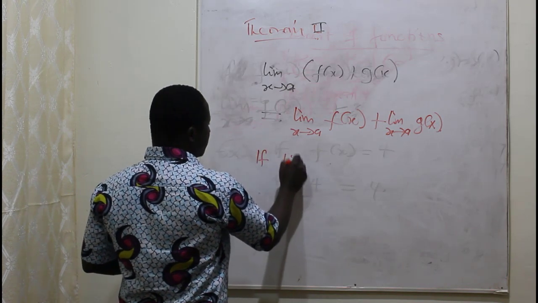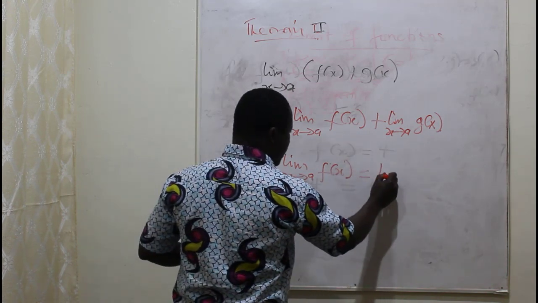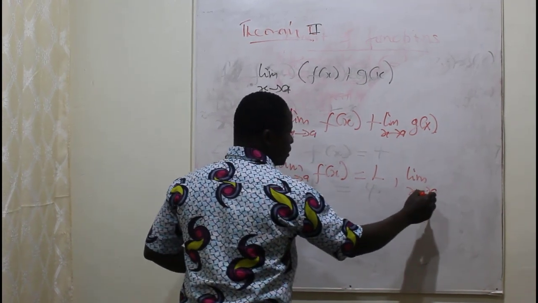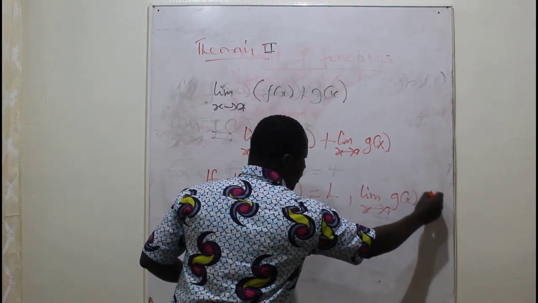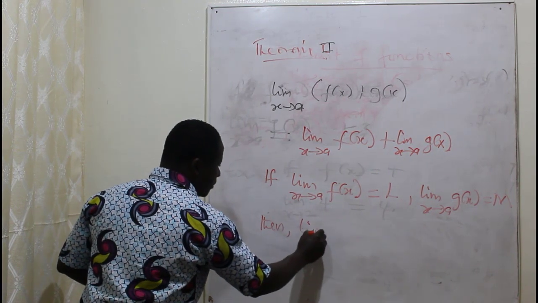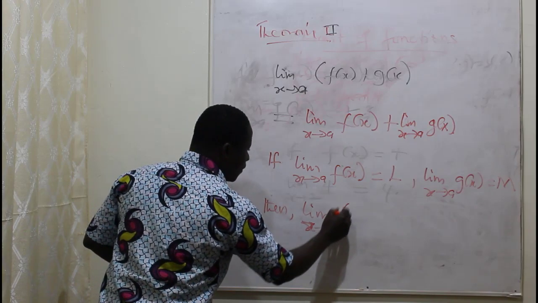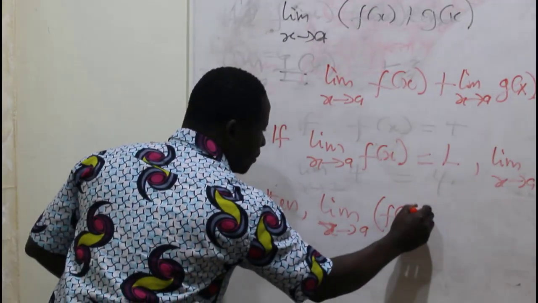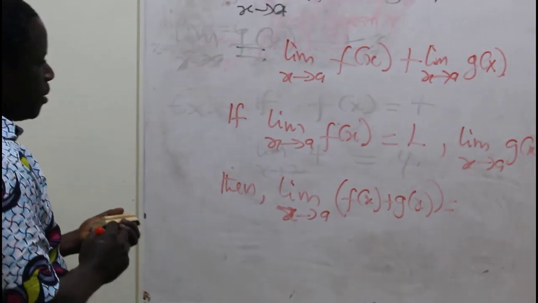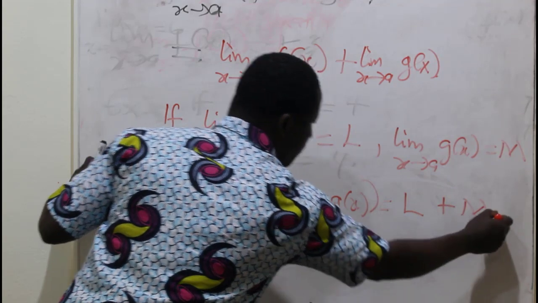So assuming the limit as x approaches a of f of x is equal to L, and the limit as x approaches a of g of x is m, then what we are saying is that the limit as x approaches a of f of x plus g of x is equal to L plus m.